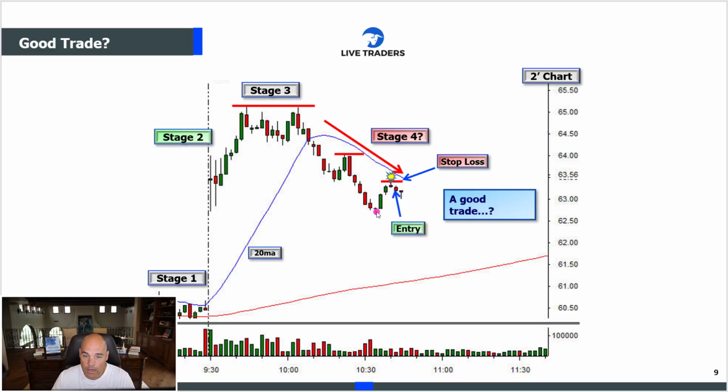We have another lower low right here, and another lower high. What do we have? Two lower lows, two lower highs. We are officially in a downtrend. Two lower lows, two lower highs.